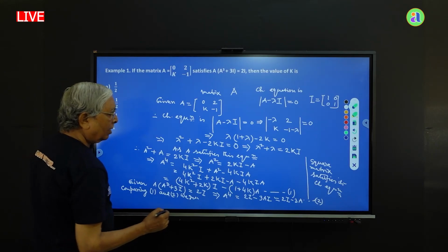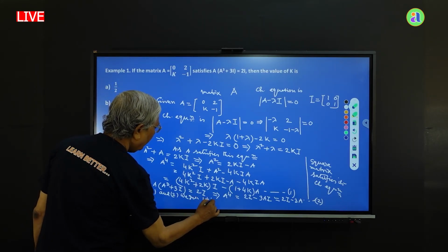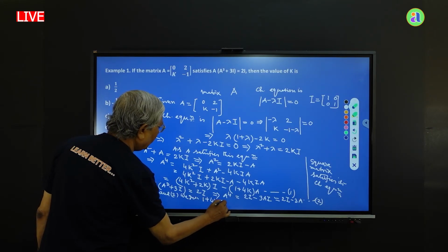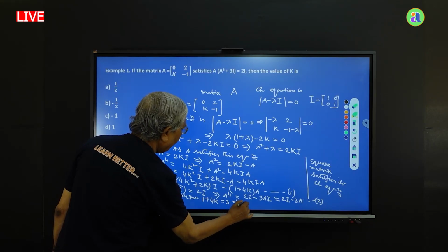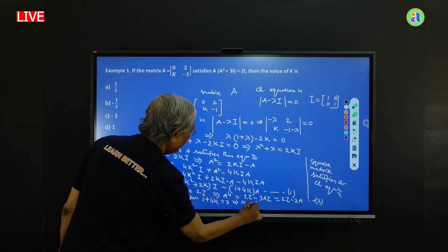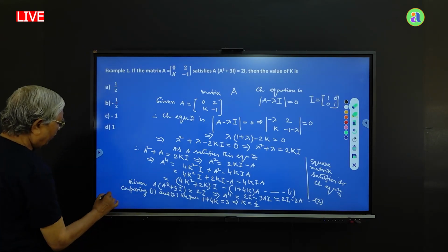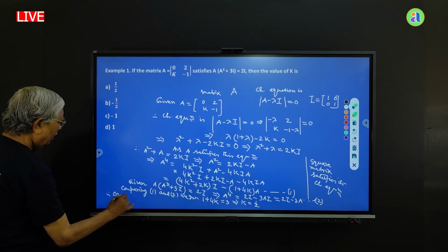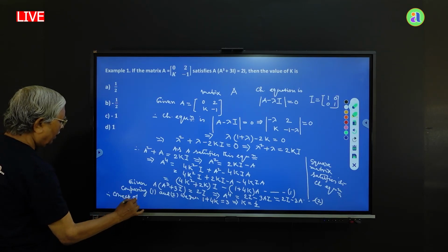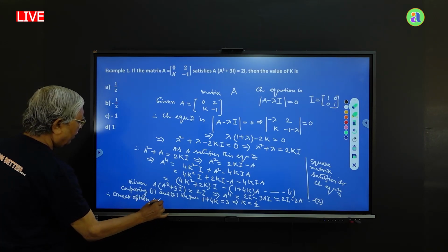4k plus 1, 1 plus 4k equals to 3. So this will imply k equals to half. So the correct option is A. Therefore, the correct option is A.